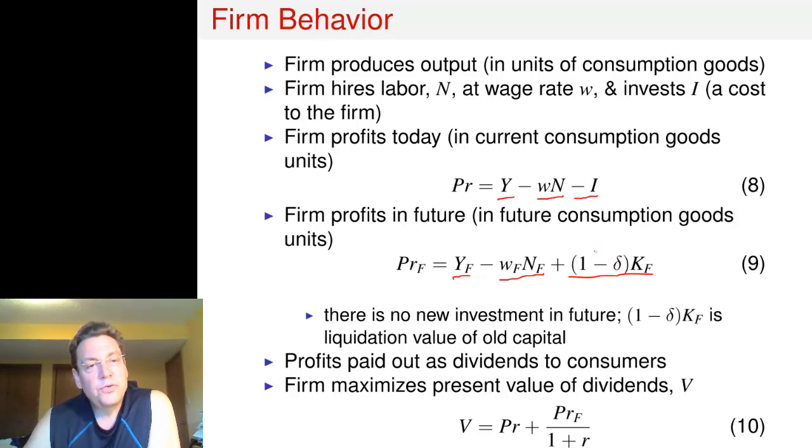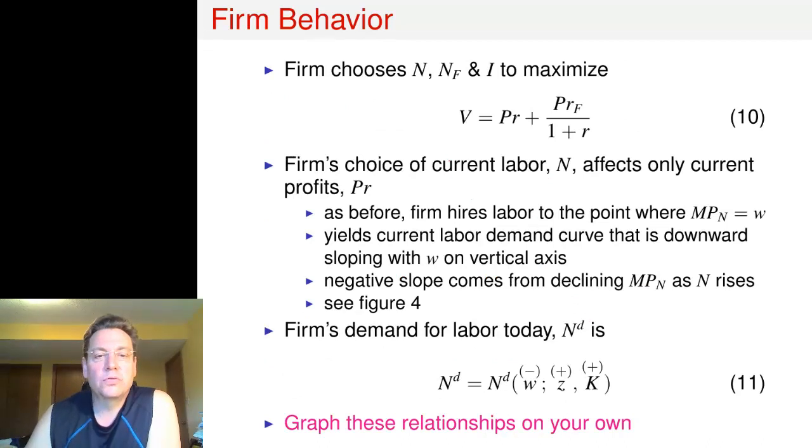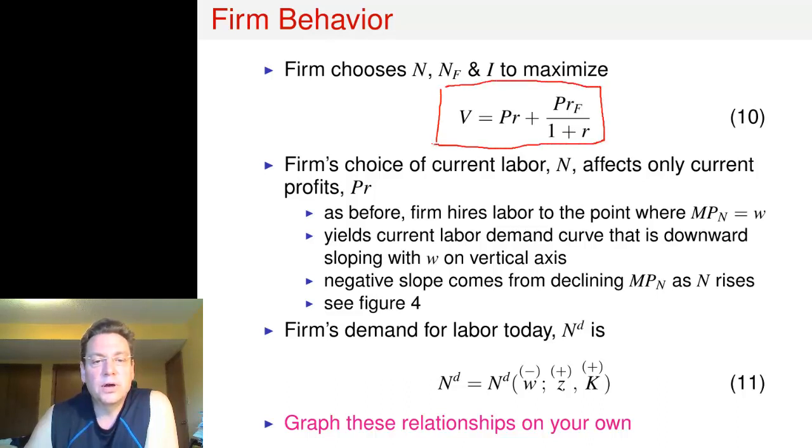Now, this firm is going to be maximizing profits, but because the firm now lasts for 2 periods, it's going to maximize the present value of profits, or to word it differently, the present value of dividends. And that's what appears in equation 10. The firm is going to choose labor today, labor in the future, and investment in order to maximize this object, which is the present value of profits.